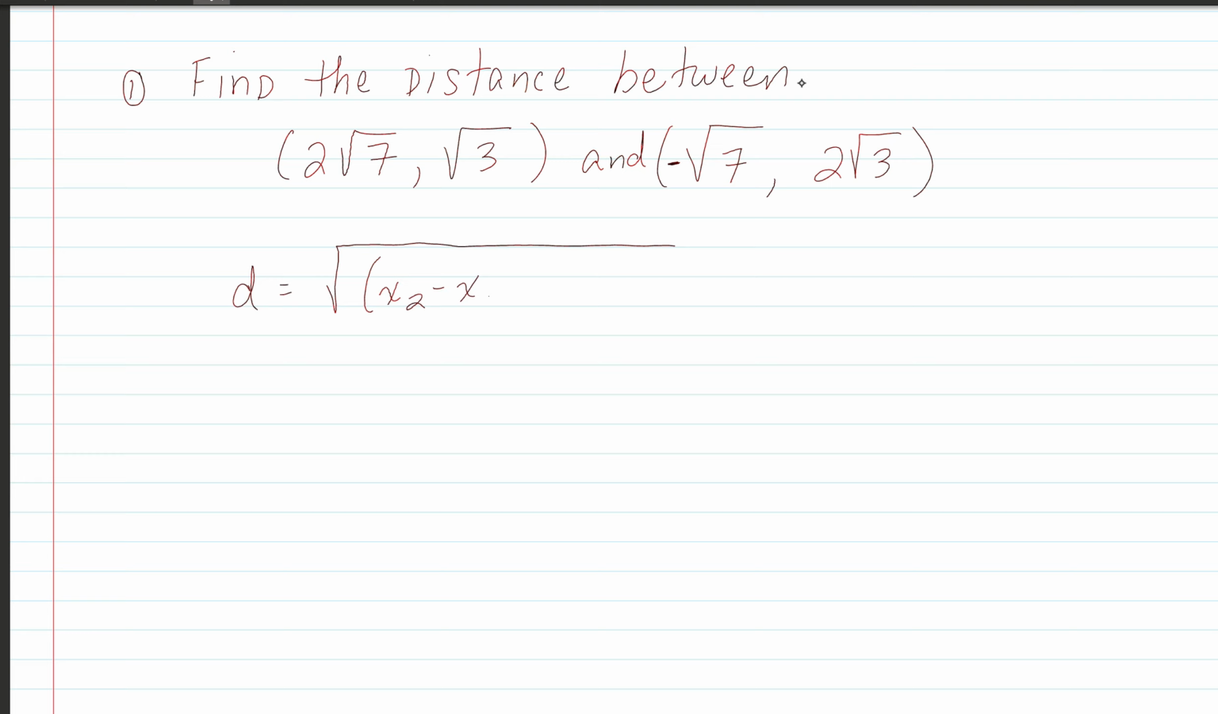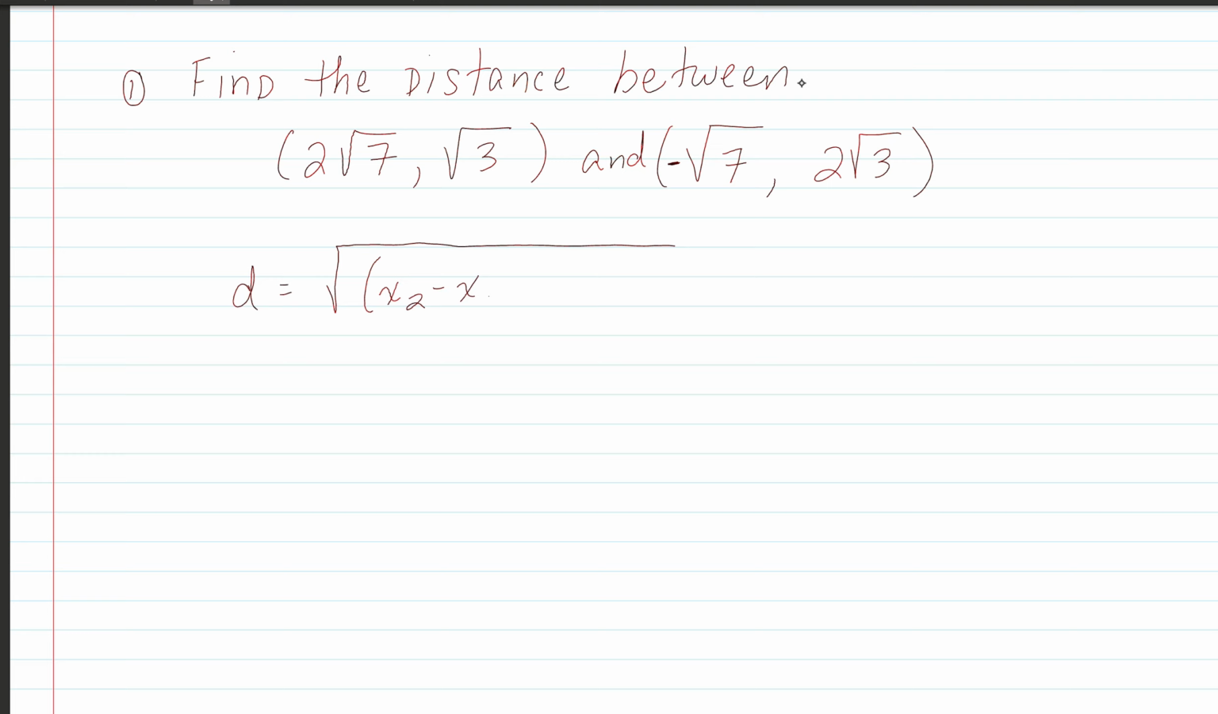And then lastly, this last equation is the equation of a circle in standard form. It's x minus h to the second power plus y minus k to the second power equals r to the second power. So our first example is to find the distance between these 2 points.